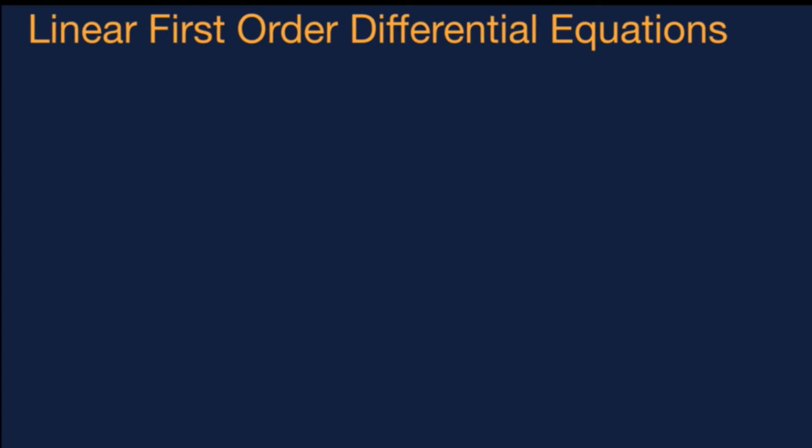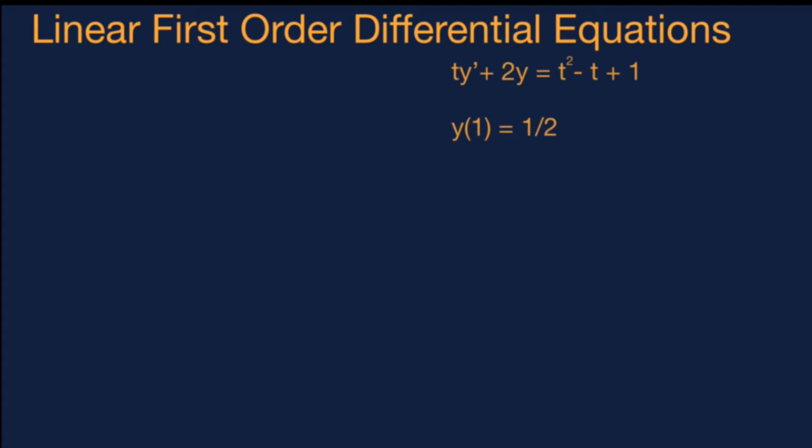Now in this video, we'll use the same process we used to derive a formula for the general solution, but we will make things more concrete by solving an initial value problem, which is a differential equation problem in which you're given an initial condition for a particular solution. The initial condition in our problem tells us that there is a particular solution y of t that has the value of 1/2 when t is equal to 1.